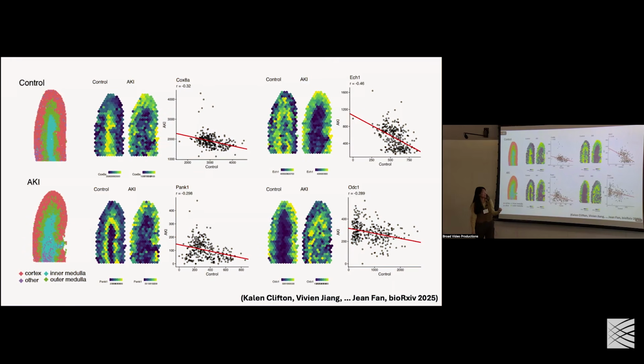Just a few cherry-picked examples of different genes, and their correlations at matched locations across the control versus the AKI. You can see there are definitely some genes that are initially highly expressed in the cortex and then become more highly expressed in the medulla, or vice versa. Other genes that are highly expressed in the interface region become highly expressed in the cortex.